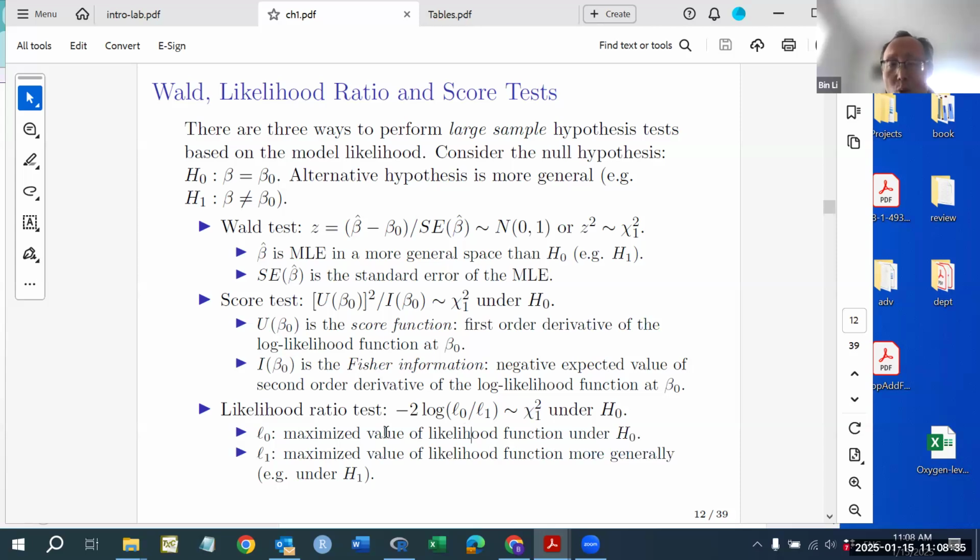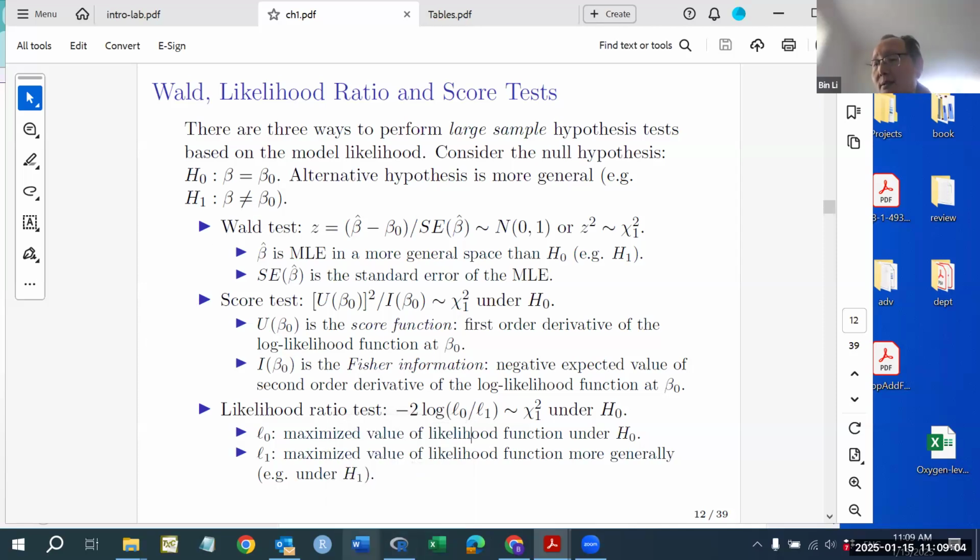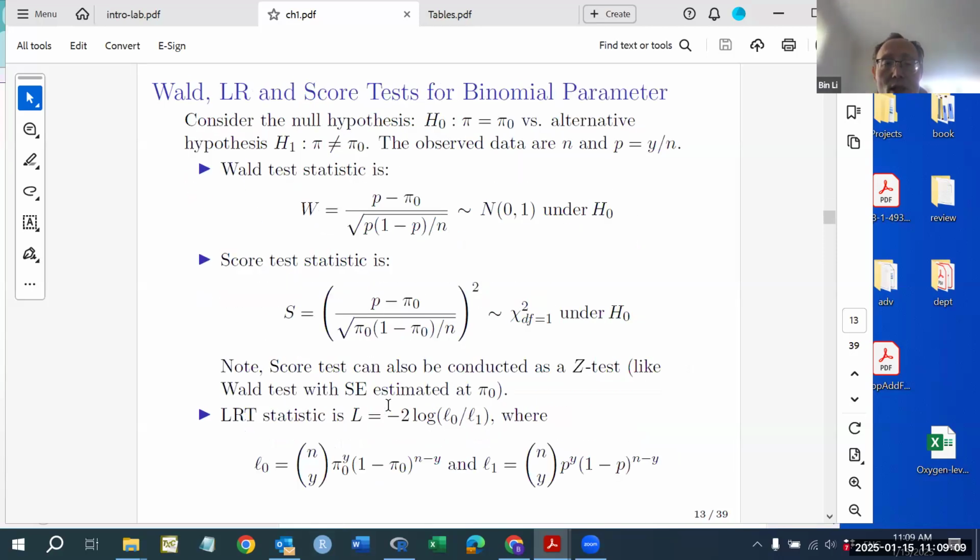And you may ask why we need to have 3 tests, and actually there are more than 3. Because different tests have different properties under different situations. Some tests perform well in some situations, but not that good in other situations. So that's why it's actually good to have multiple. We will compare these 3 tests under different situations later. Now let's put it to the binomial case.